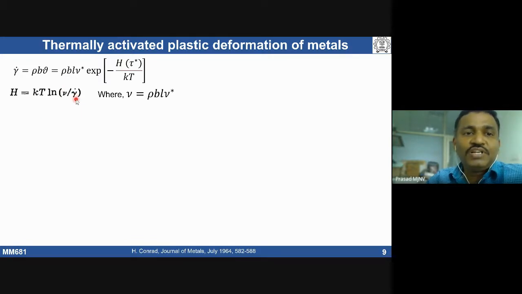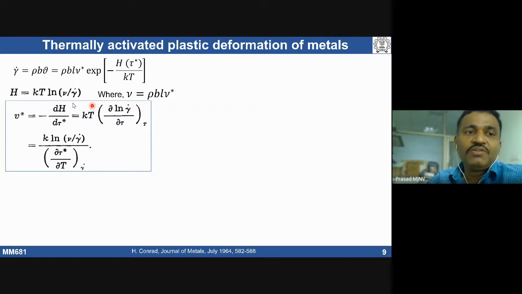Now if I want to determine the activation volume, what I know is that the activation volume is nothing but the change in enthalpy with stress. Now I have H, so if I take the derivative, the derivative is basically KT, partial ln gamma dot over d tau at a constant temperature. We are assuming temperature is constant.